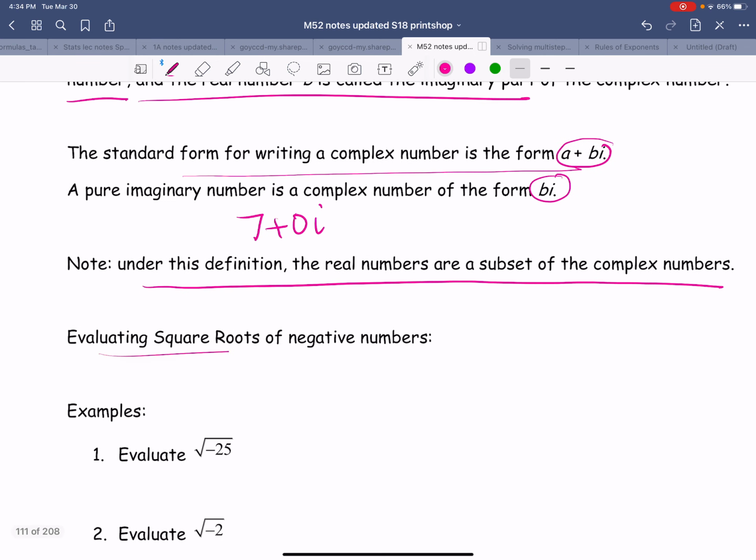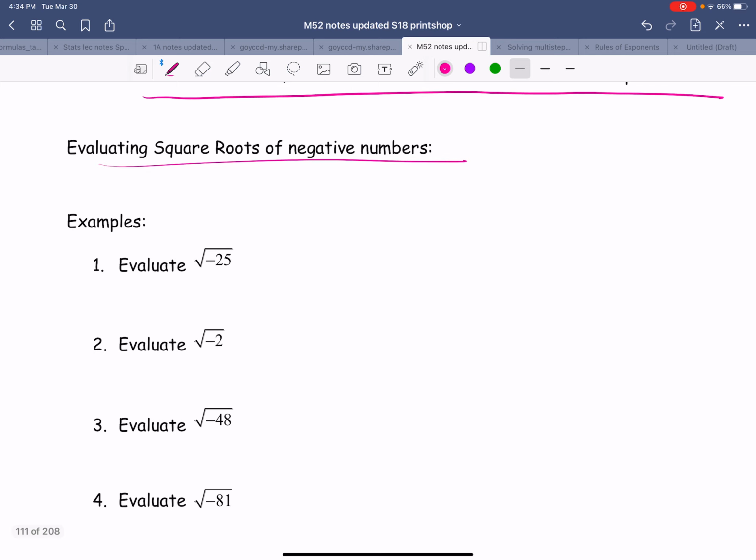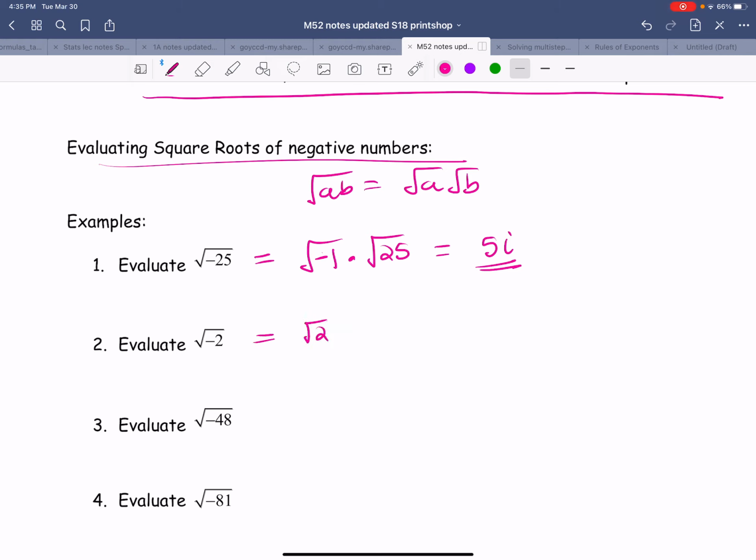Evaluating square root of negative numbers. Let's go ahead and simplify some square roots of negative numbers. Earlier, we saw the product rule of radicals that said we can either split a radicand into 2 separate radicals or multiply 2 separate radicals into a single radicand as long as the indices are same. So we're going to be using that property here. We're going to break it into square root of 25 and square root of negative 1, which will be 5i. And square root of 2 would be i root 2 or root 2i.